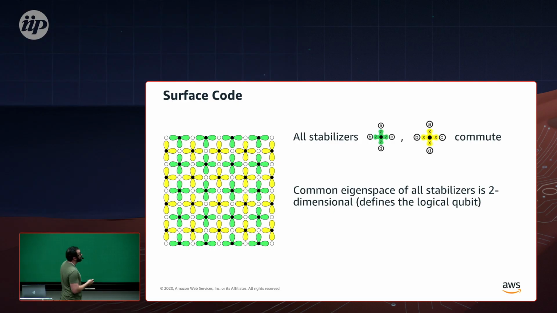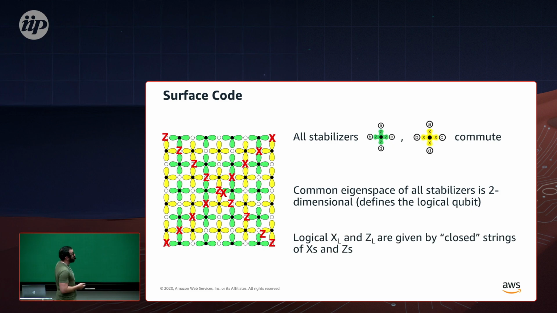And you can also check just by multiplying all of them, you get identity, and then you check how many of them are independent. There are boundary ones which are different, right? They are 3-body instead of 4-body, but then it turns out that there is a common eigenspace of eigenvalue 1 of all these Pauli matrices, and it's 2-dimensional, and that's exactly the logical qubit that you want.